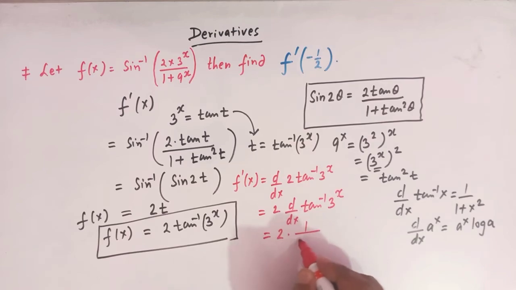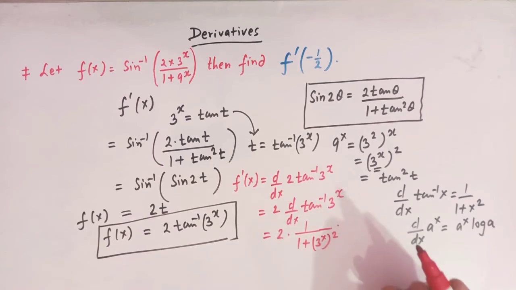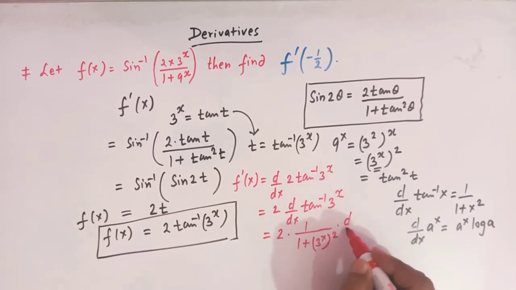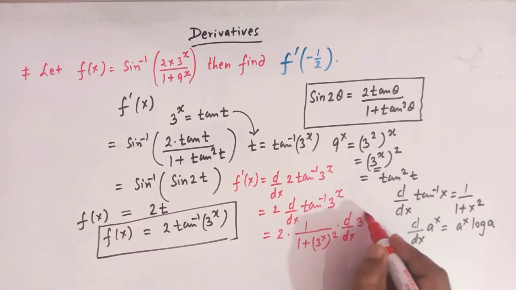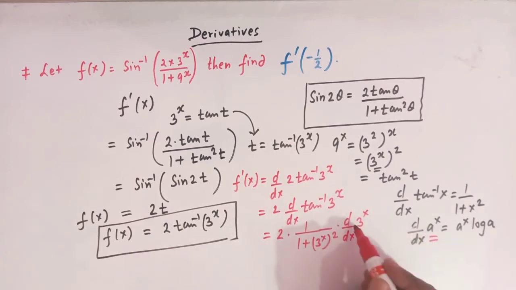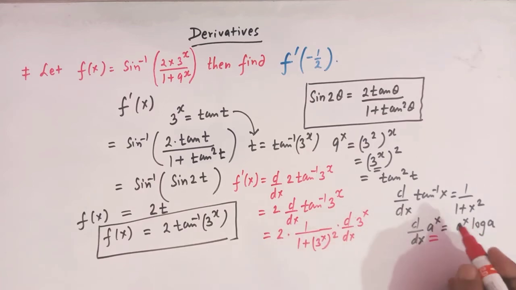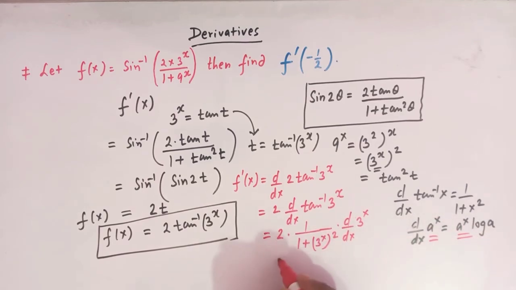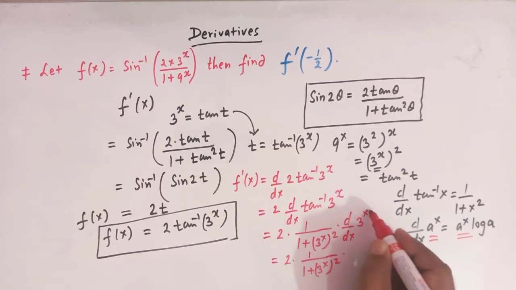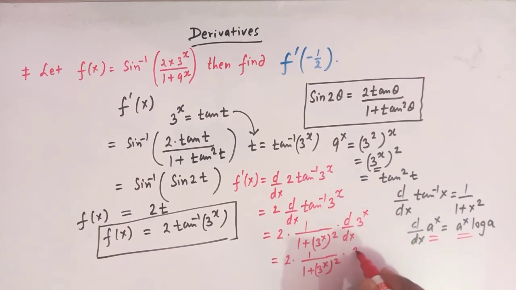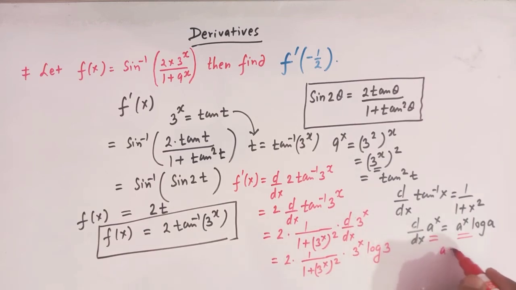So we have 1 over (3 raised to x) whole square, and then we'll differentiate this function by chain rule, right? So now to differentiate 3 raised to x with respect to x, we'll make use of this result. So now we have 2 times 1 over 1 plus (3 raised to x) whole square, and then the derivative of 3 raised to x is 3 raised to x and log of 3, right? Because for a we have 3 here, right?